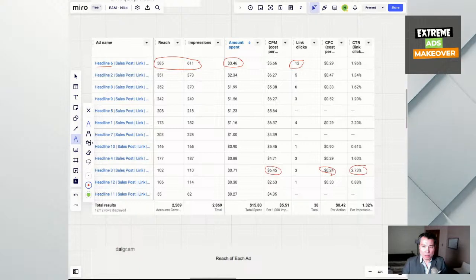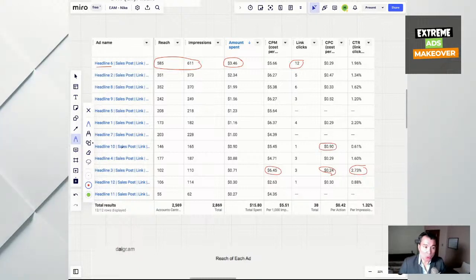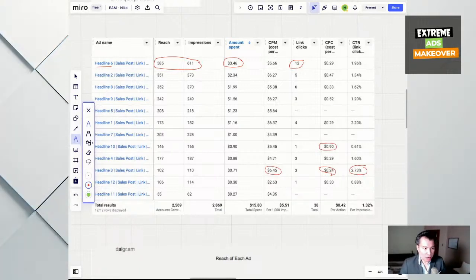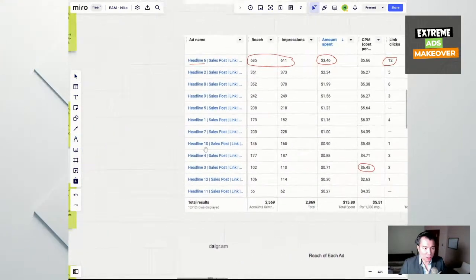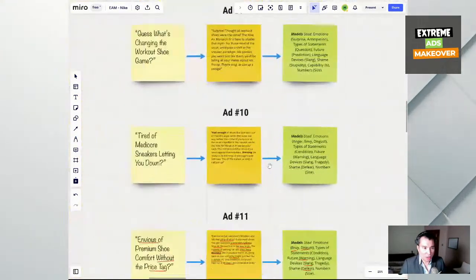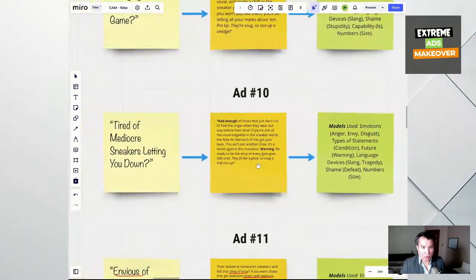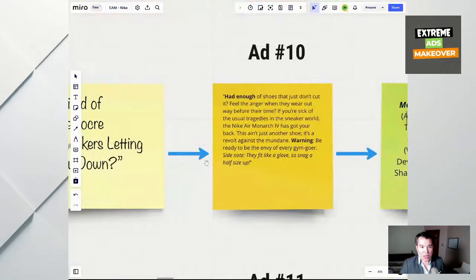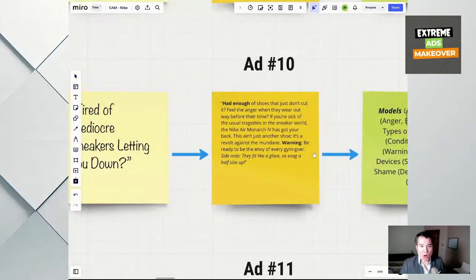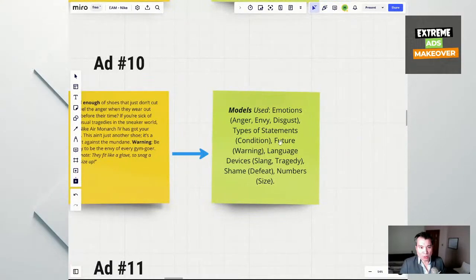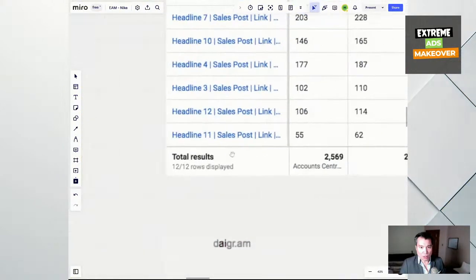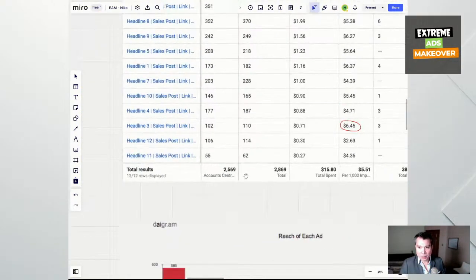Let me see. Headline number 10 has a higher cost per click, right? So let's see why headline number 10 costs so much. Okay, so we talk about: tired of mediocre sneakers letting you down? Had enough of shoes that just don't cut it? Okay, I see what you're saying. So this type of ad you probably don't want to do, because this is where it causes the highest cost per click, right? So there you go.